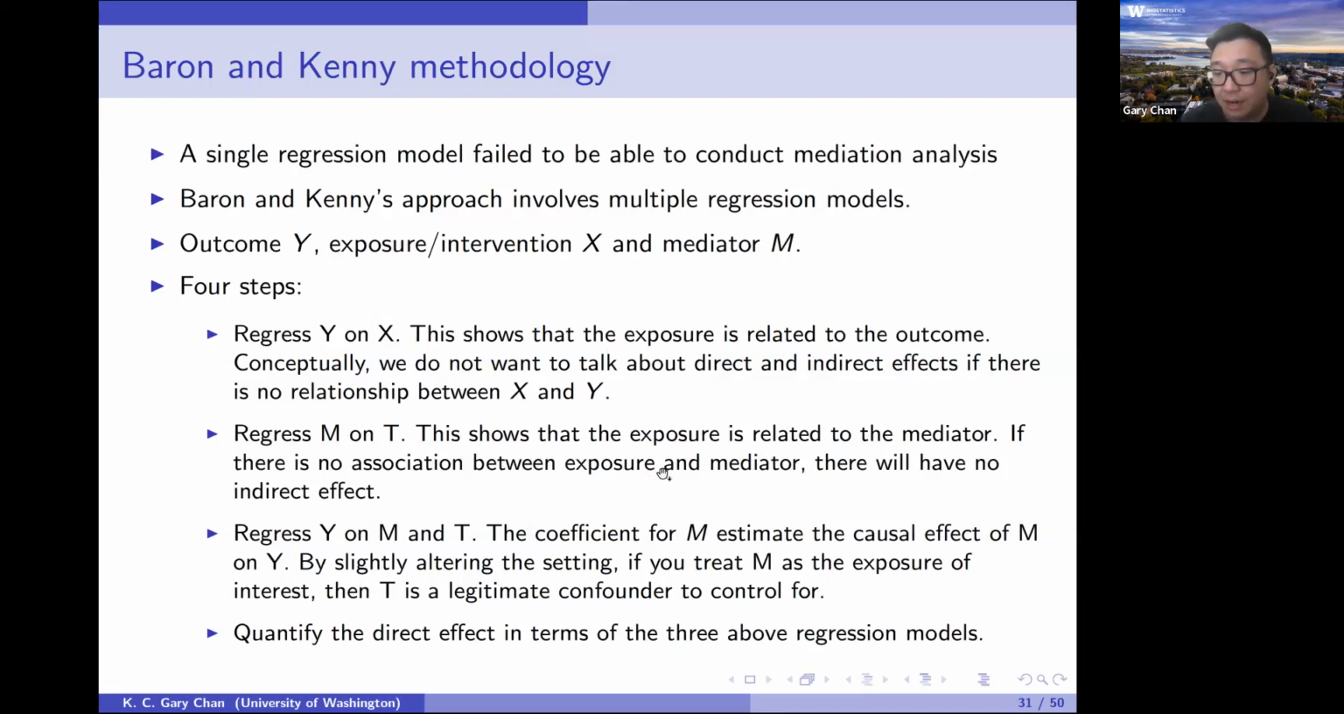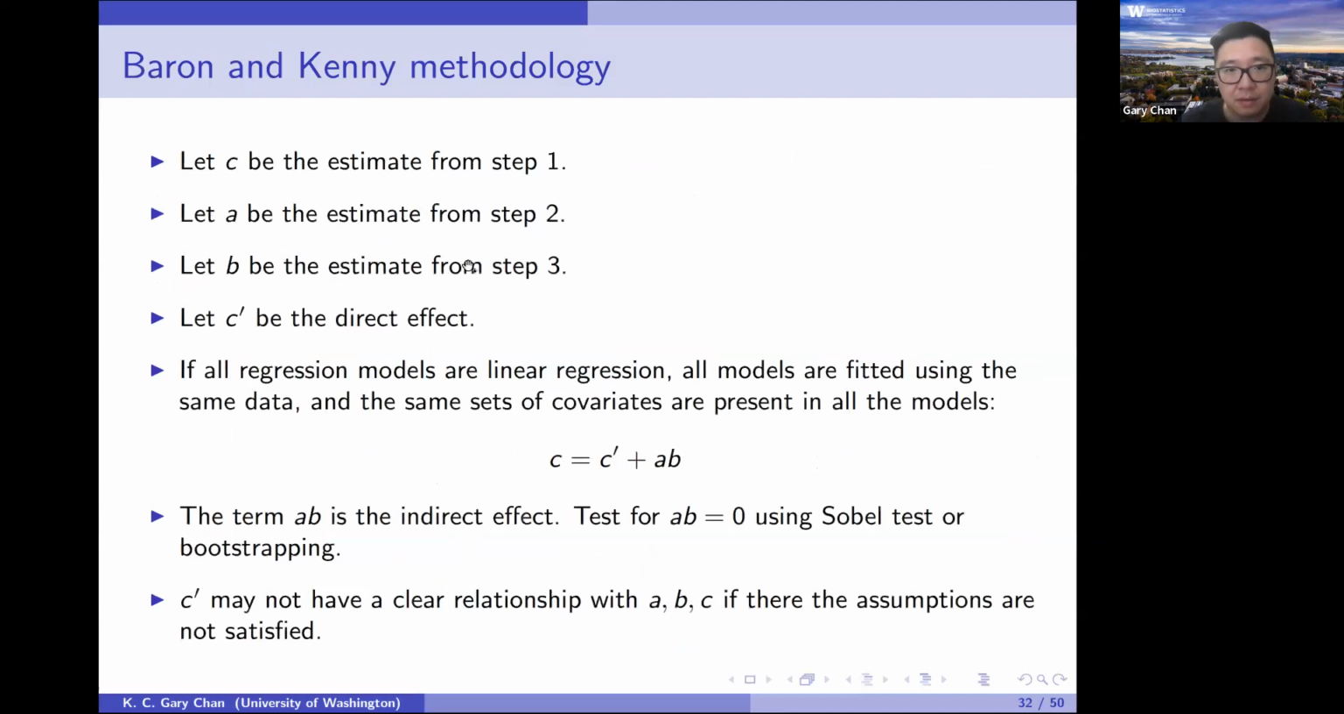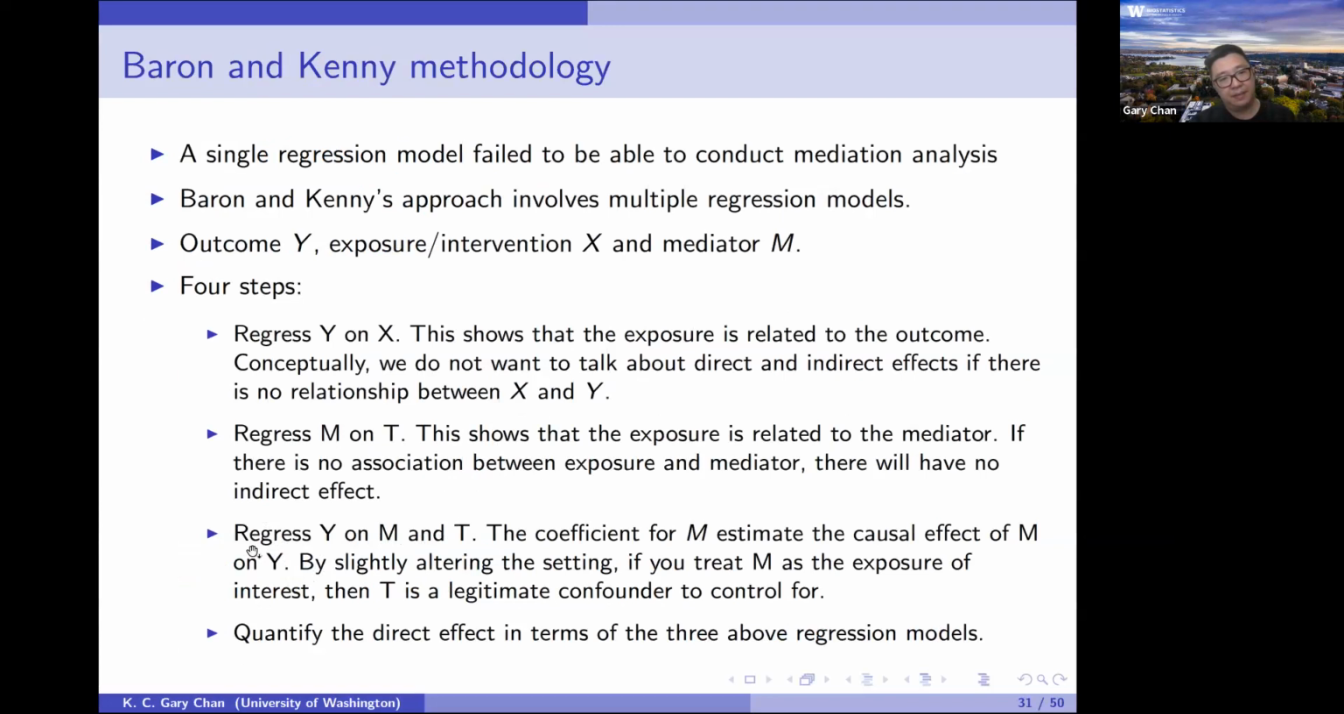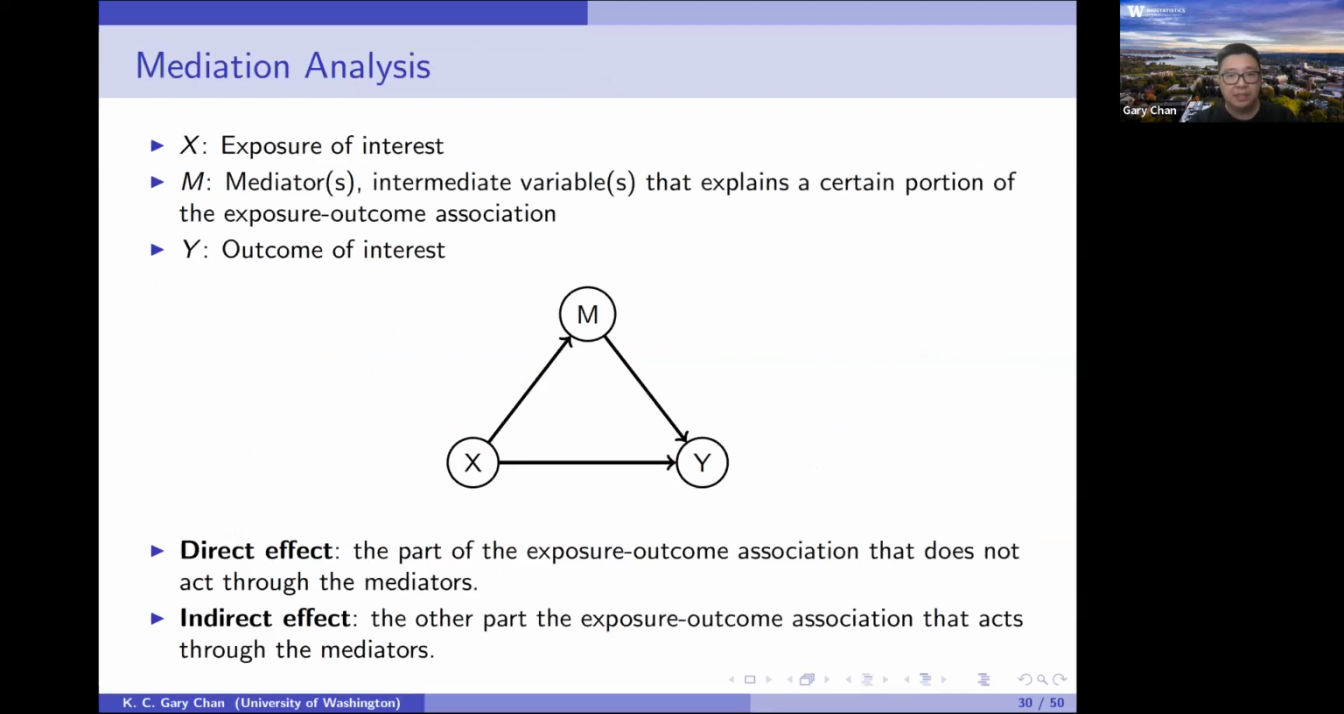So the second step is actually showing this arrow, the arrow from X to M. If there's no arrow from X to M, then there's no indirect effect. And then the third step is to regress Y on both M and X. This is X. So the outcome is regressed on both the mediator and the exposure. The coefficient for the mediator estimates the causal effect of M on Y. So this is the arrow from M to Y.